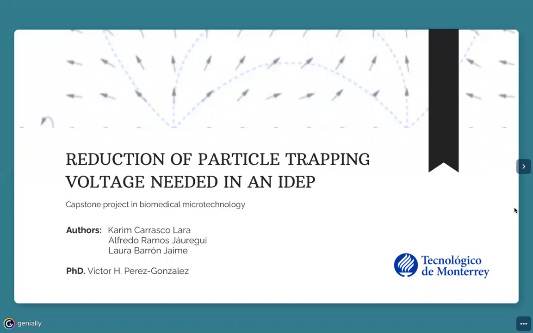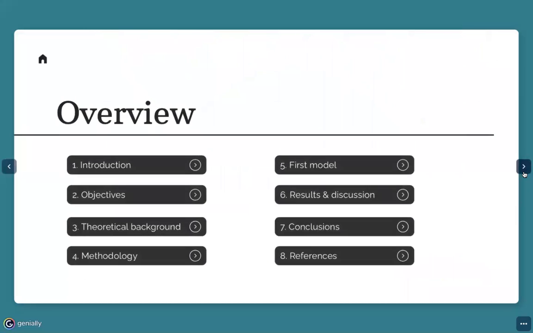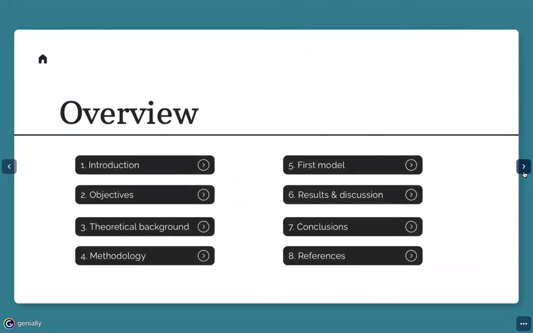Hi, we are Karim, Alfredo, and Laura, and for this presentation, we are going to talk about the reduction of particle trapping voltage needed in an insulator-based dielectrophoresis. We will start with the introduction of the technique, the objectives of the project, and the theoretical background. Then the methodology and the first model as a precedent of the model will be presented, and finally the results, discussion, and conclusions.